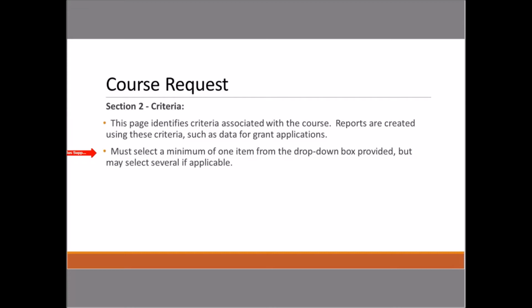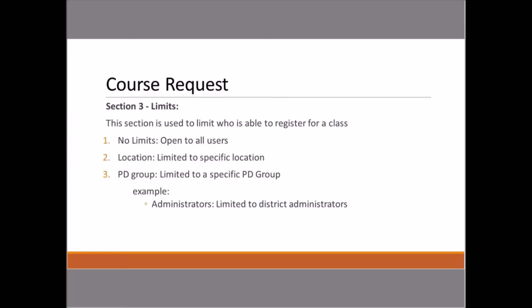And then on to page 3, the limits. And I let them know right away that this is an optional page. You don't have to set limits, and I explain to them what the limits mean. If you're limiting by location, only people that have that location picked in their personal information will see the register button.